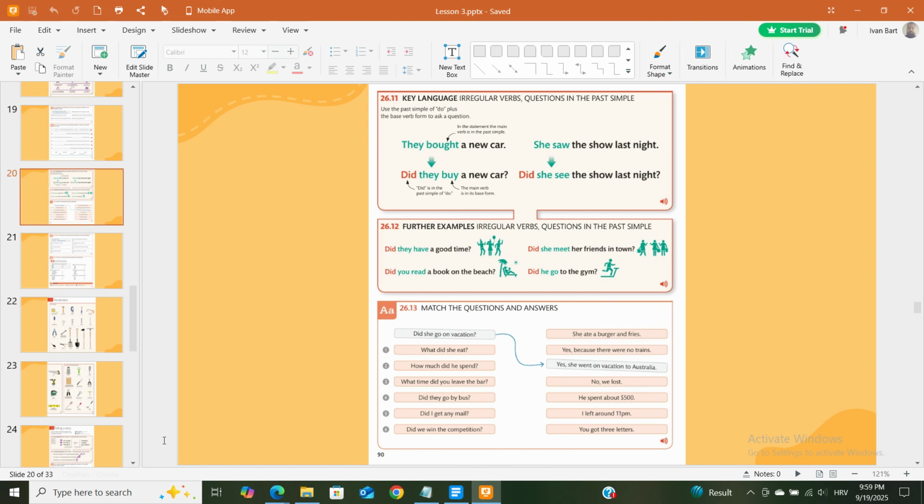26.12 Further examples: irregular verbs, questions in the past simple. Did they have a good time? Did she meet her friends in town? Did you read a book on the beach? Did he go to the gym?